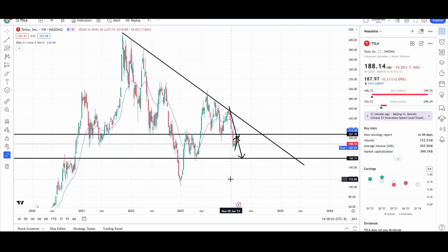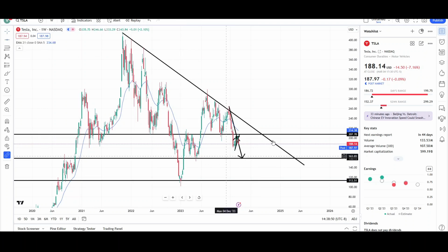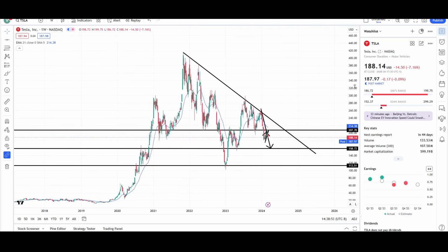If not, the next target would be this prior low at the $113 level right over here. That's where price bottomed in January of 2023. So it's looking weak as of right now.